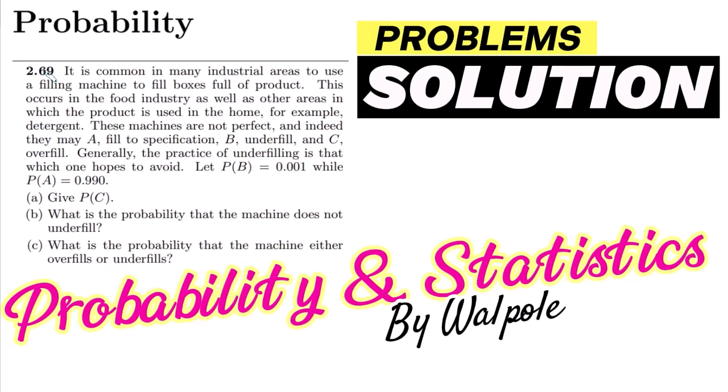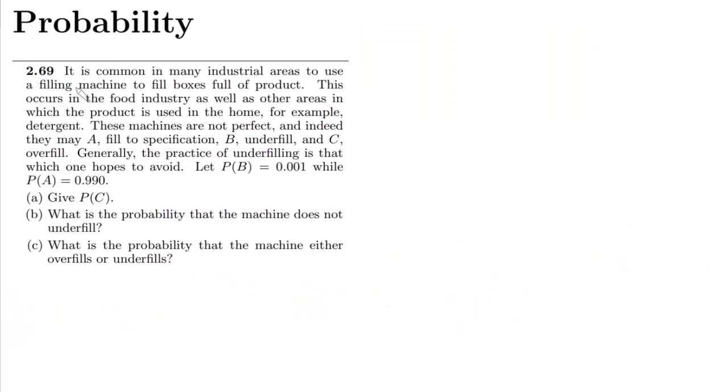Hello guys, this is question 2.69, and the statement it has is: it is common in many industrial areas to use a filling machine to fill boxes full of product. This occurs in the food industry as well as other areas in which the product is used in the home, for example detergent. These machines are not perfect, and indeed they may A, fill to specifications, B, underfill, and C, overfill.